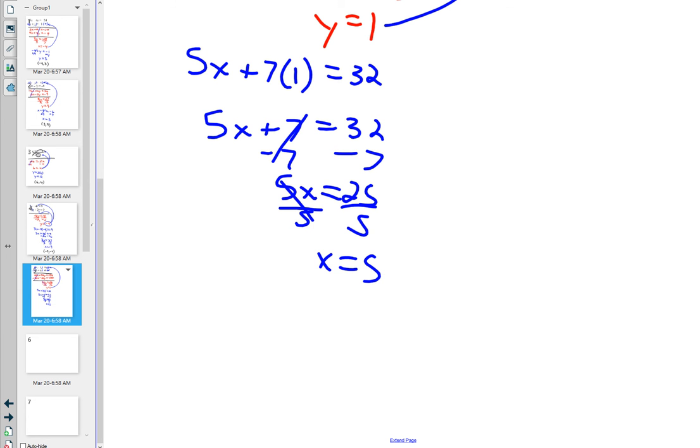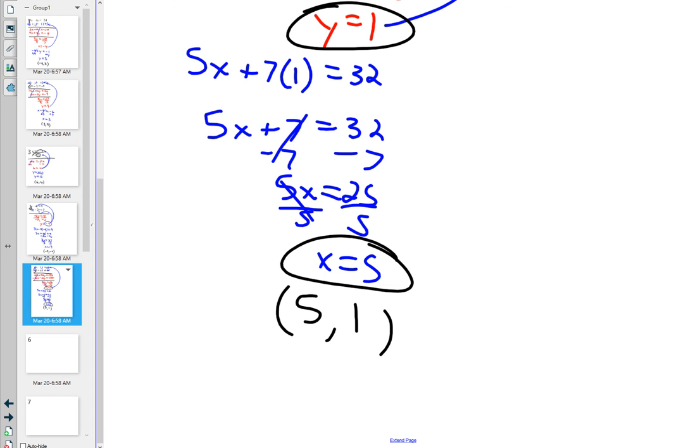So, John, what would this be as an ordered pair? 5, 5? 5, 1. Y was 1. I even color coded it for you.